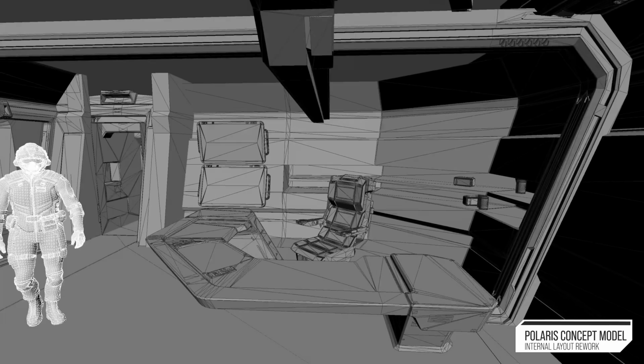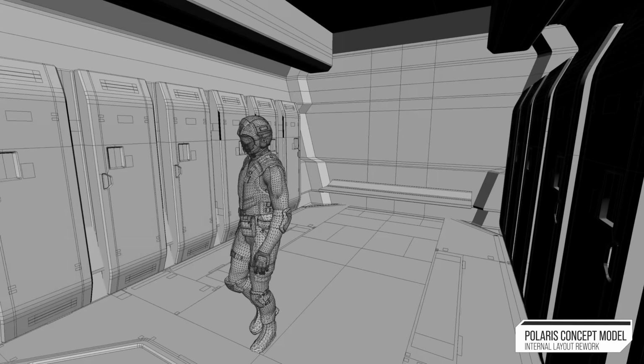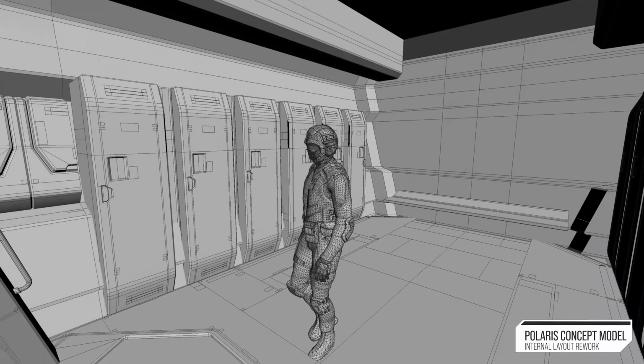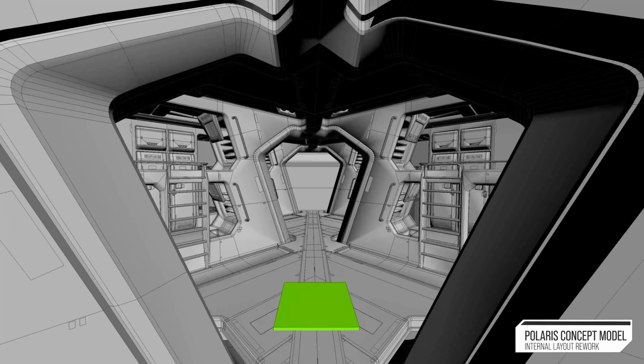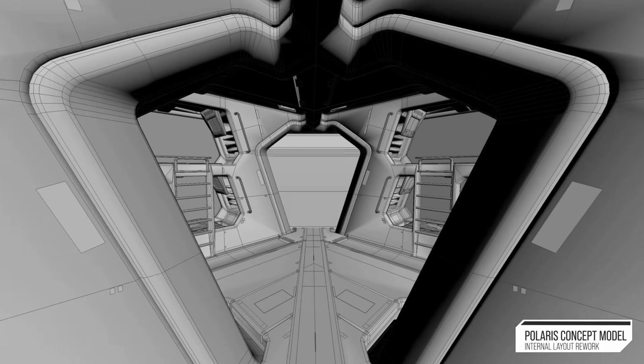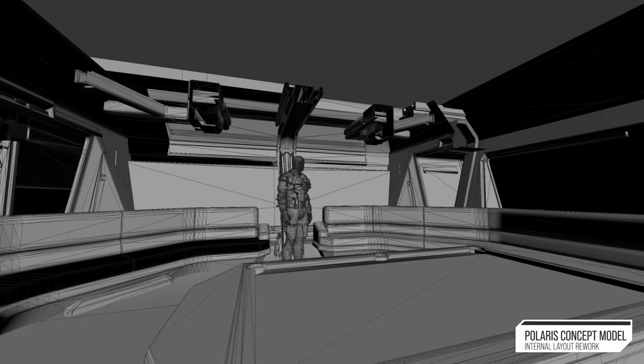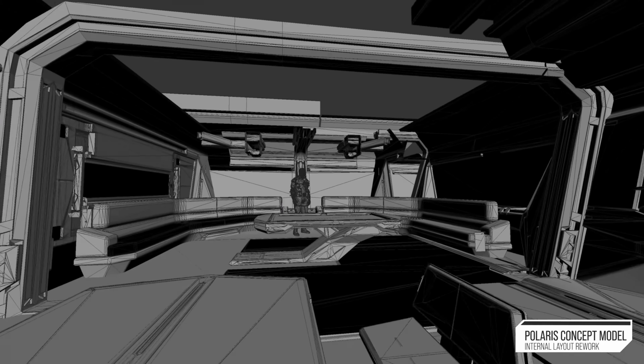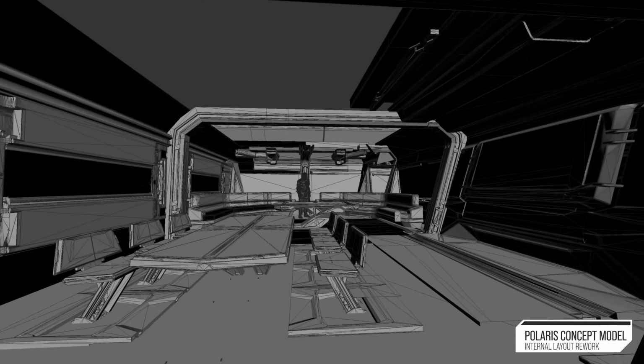Behind that again, we then have the armory. Moving further back, we have the crew bunk room and baths and showers. Across from that, we then have the rec area. So it's where the food is, it's where the relaxation is for the actual crew of the ship.